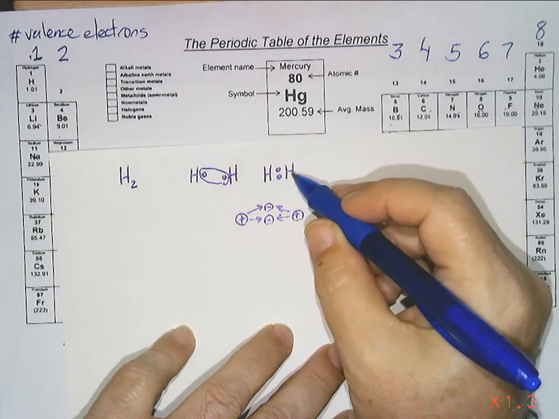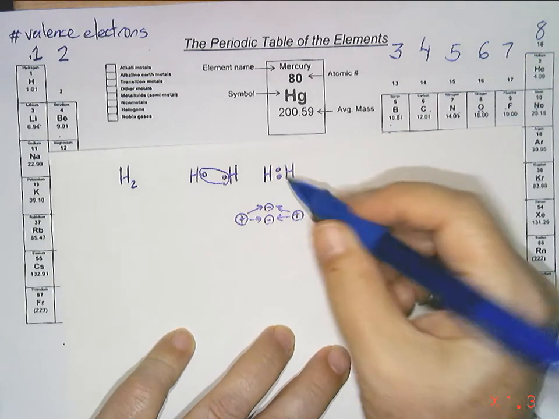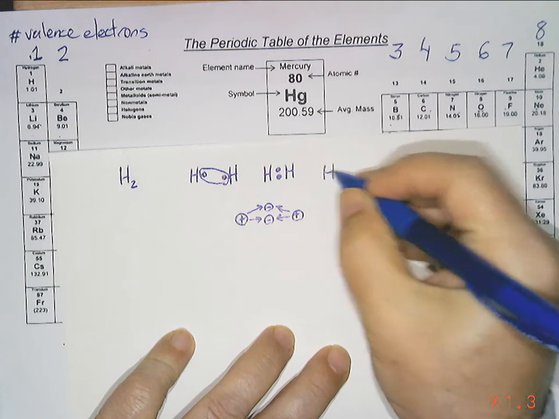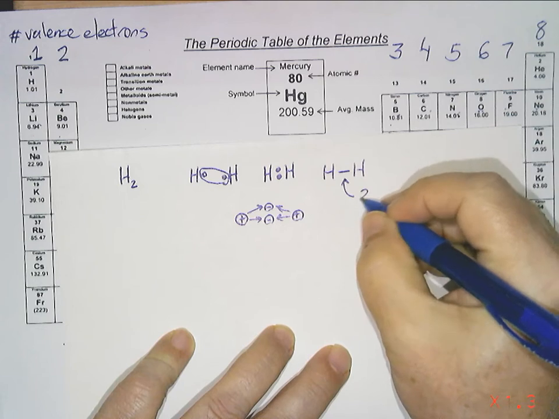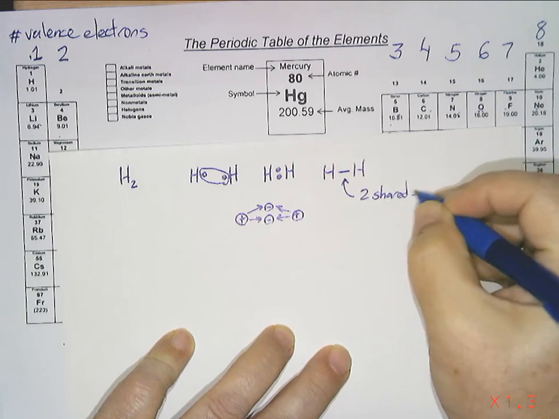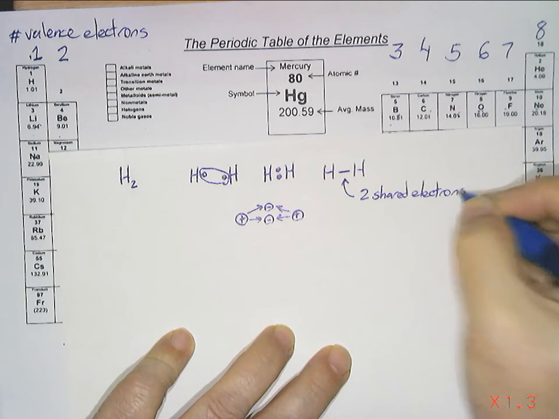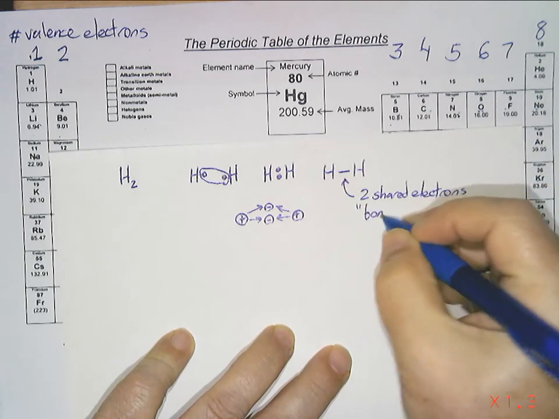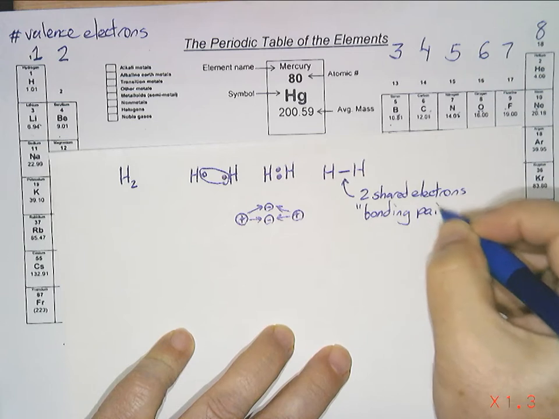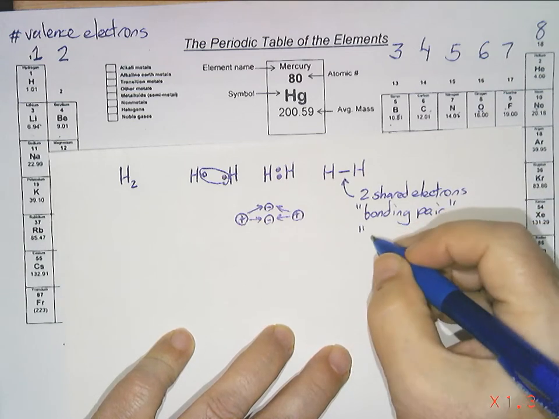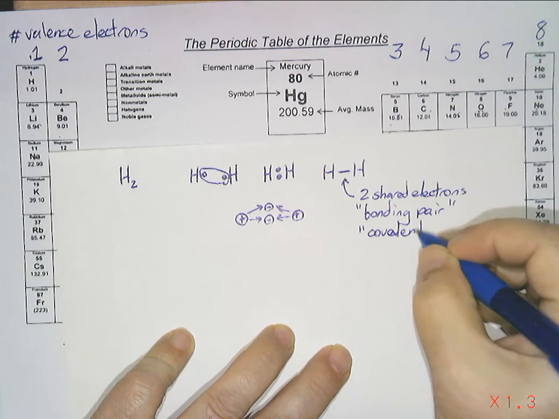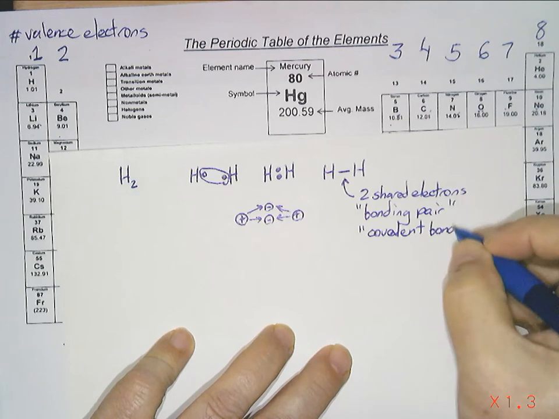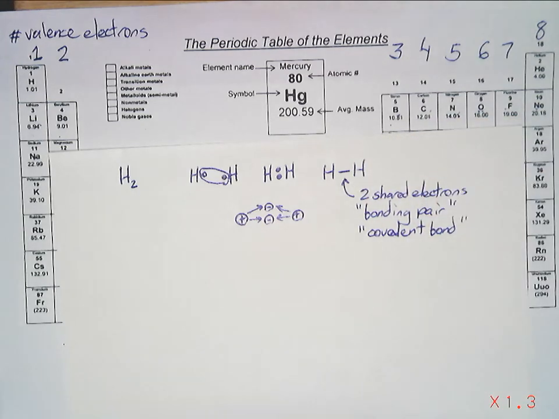And in fact, we usually don't write shared electrons like separate dots. We write them like a bond, like a stick. This stick means 2 shared electrons. You can call that a bonding pair, or you can just call that a covalent bond. That's how we represent covalent bonds in Lewis structures. You could call that stick either of these, but there are 2 electrons inside there. We draw it as a stick.